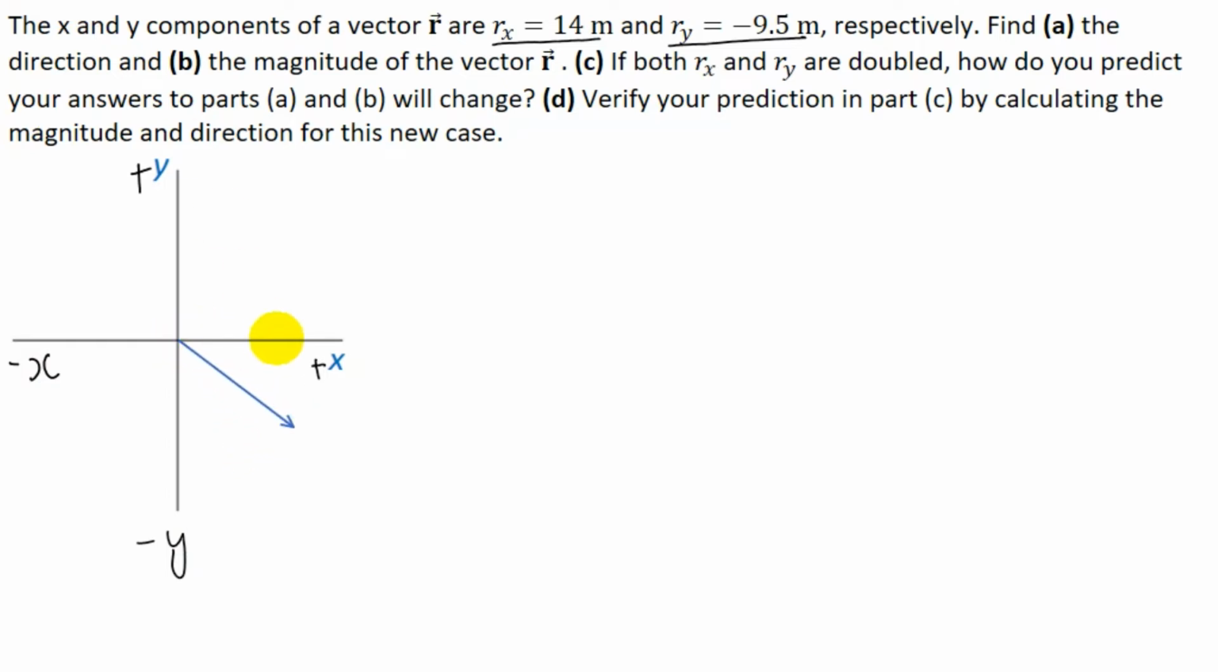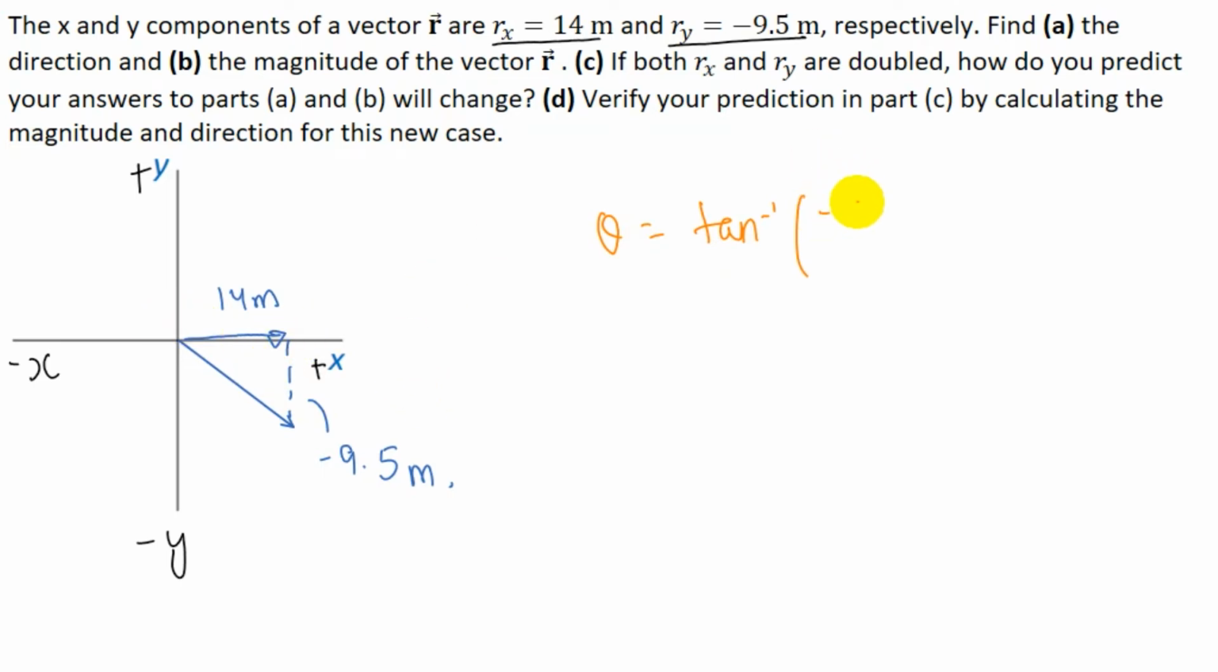And the x component is 14 meter, and this is the y component, which is minus 9.5 meter. Now first we need to find its direction, so the angle theta. Theta, as we studied, is tangent inverse of y over x, that is, the y component over the x component.